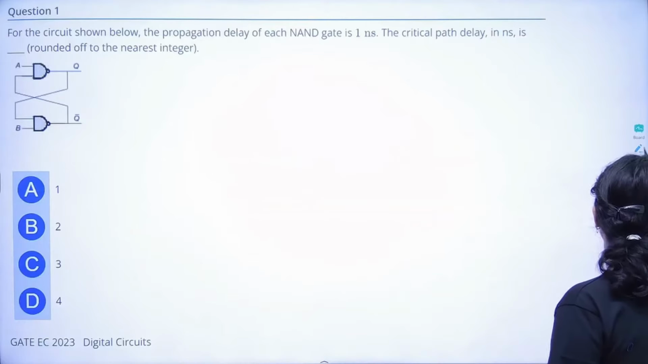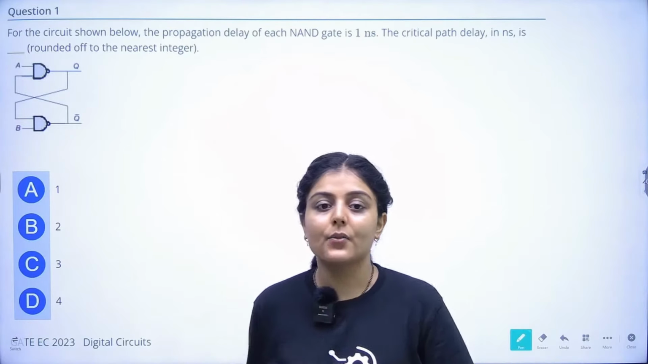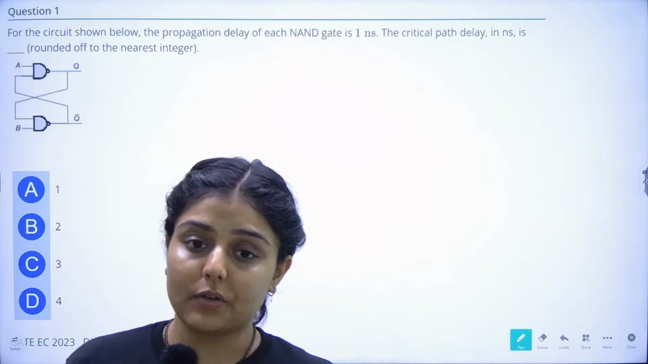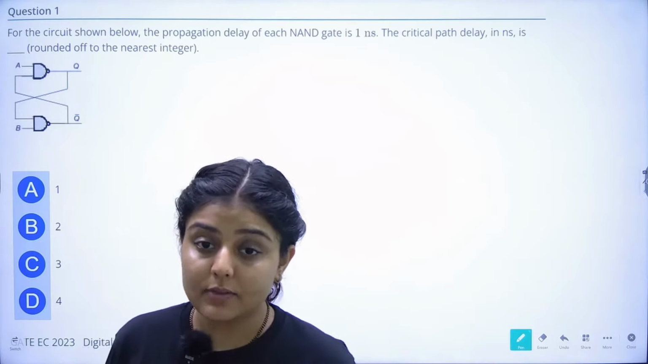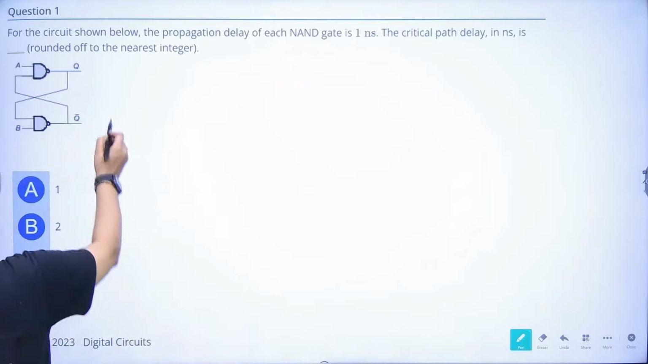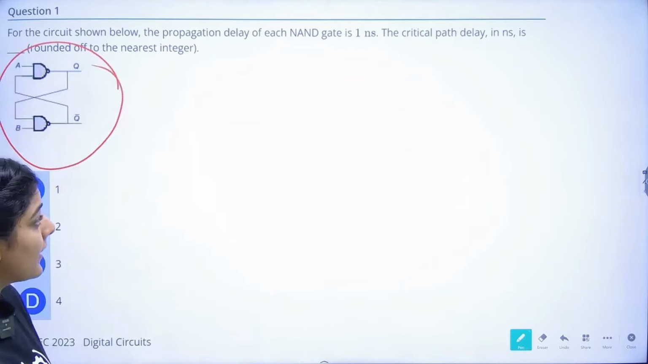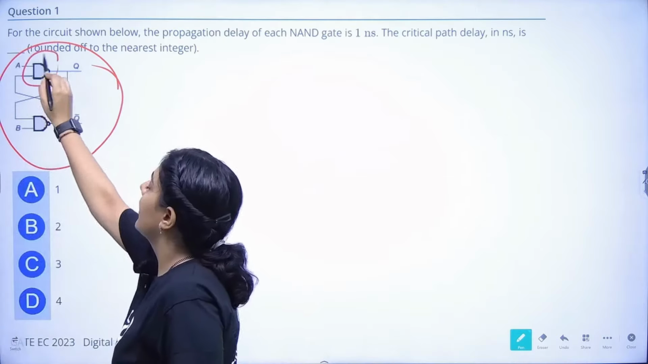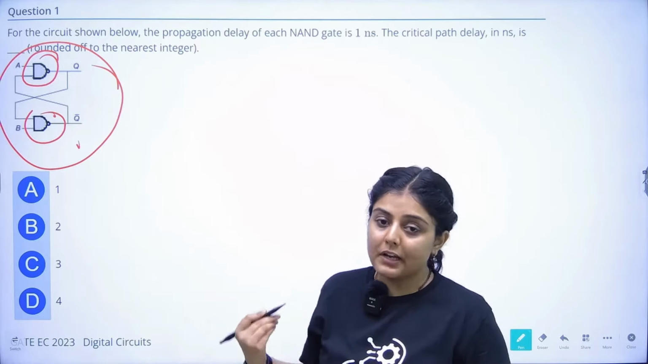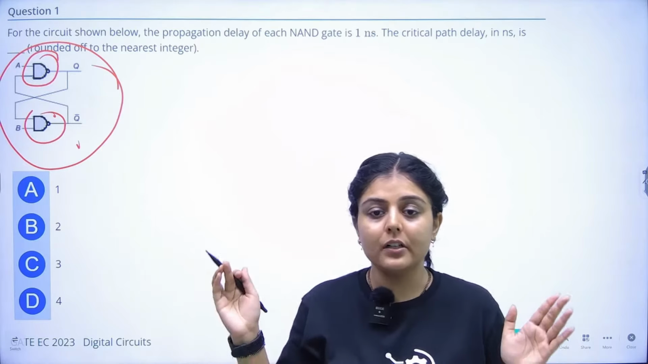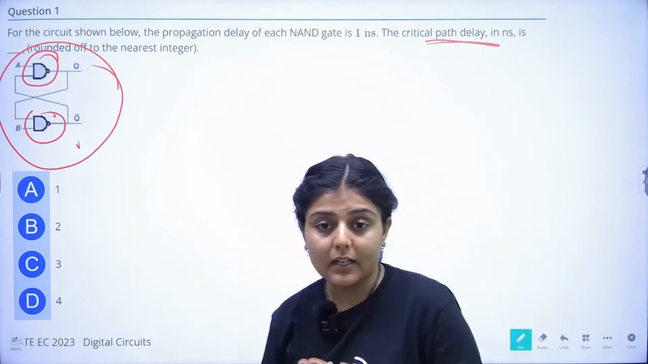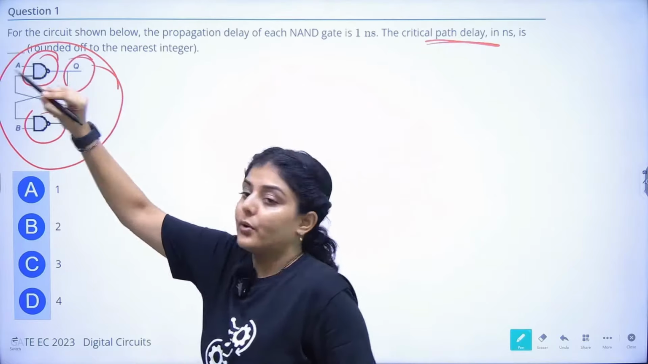Question number 1 says that for the circuit shown below, the propagation delay of each NAND gate is 1 nanosecond. What will be the value of the critical path delay in nanoseconds? So it's saying that this is the circuit, right? And there are 2 NAND gates. Each NAND gate will take 1 nanosecond in order to give the output, right? You have to find out the total critical path delay, the total path delay in order to get the output Y.